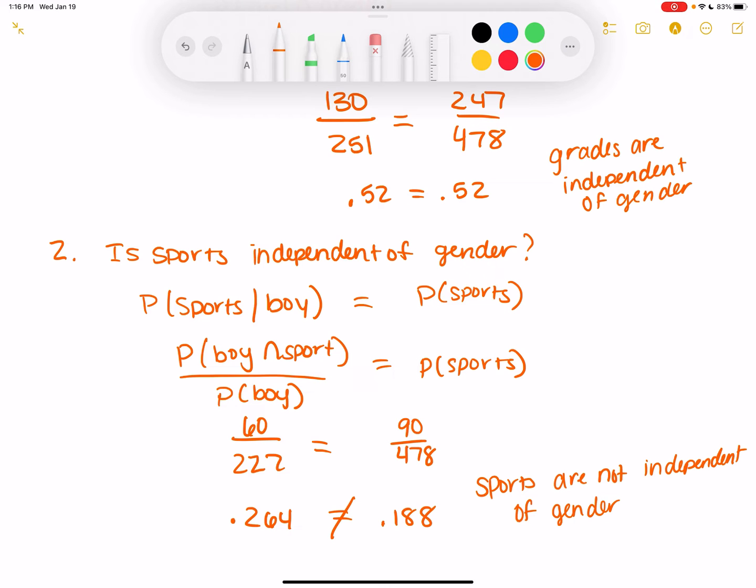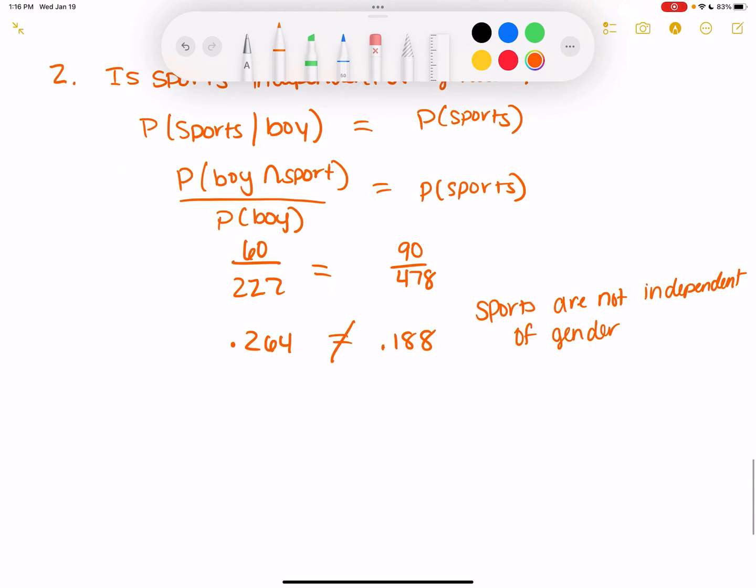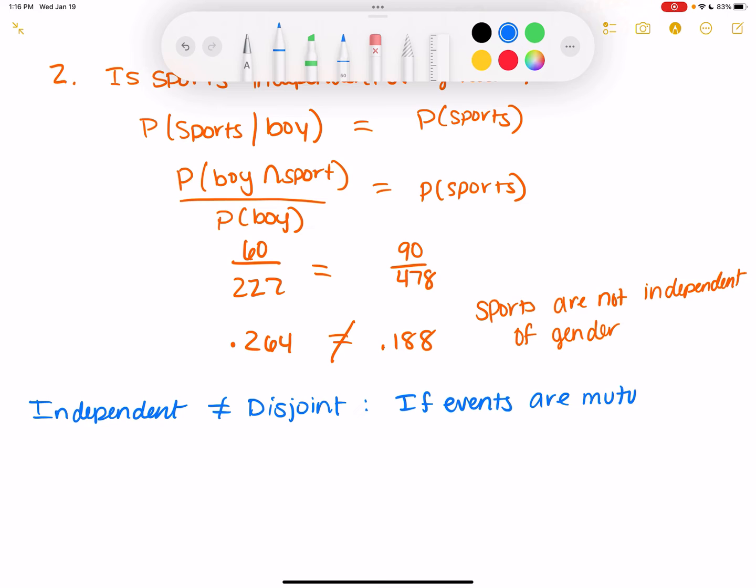So then, something else to note with the independence stuff is that independent does not equal disjoint, or mutually exclusive. If events are mutually exclusive, they can't be independent.